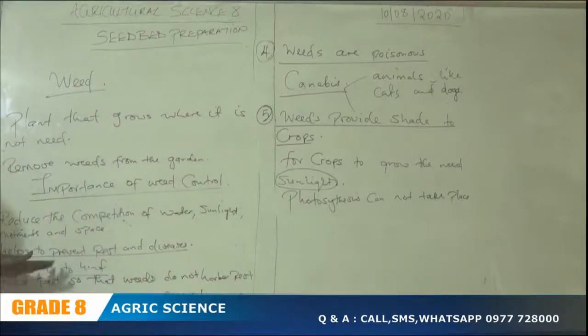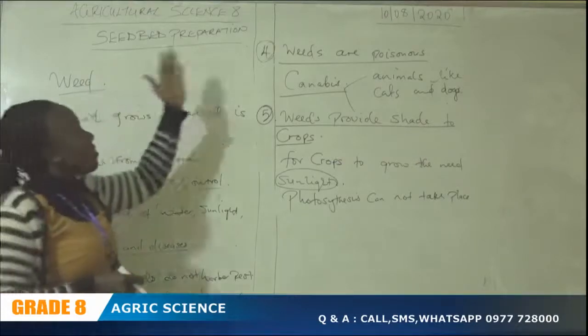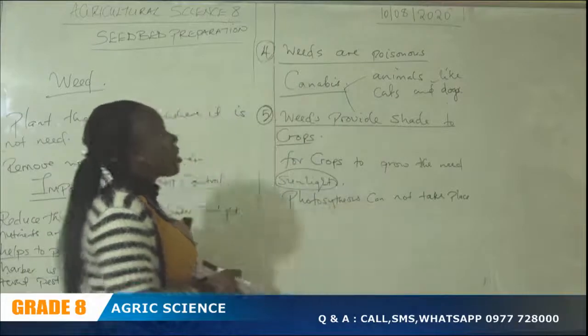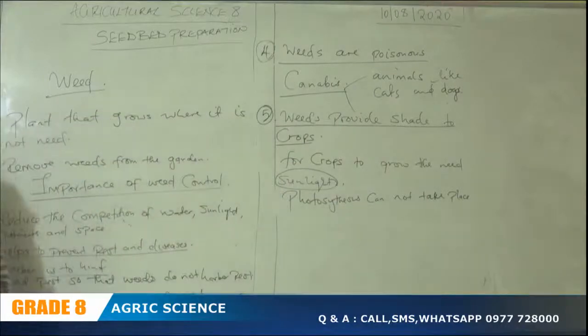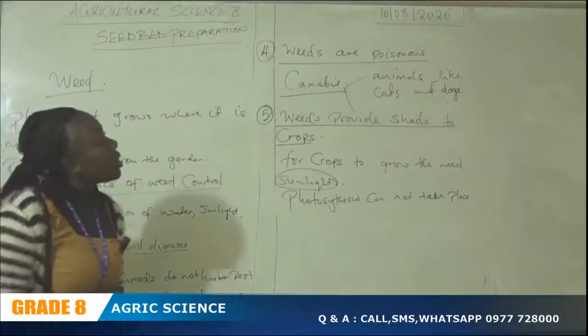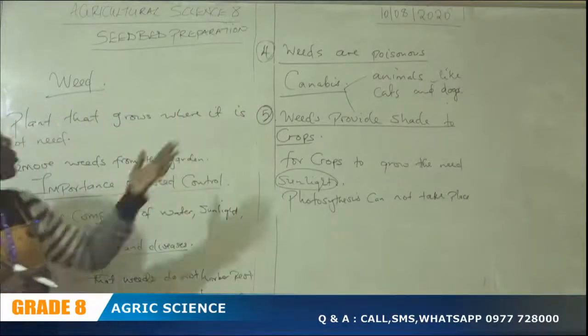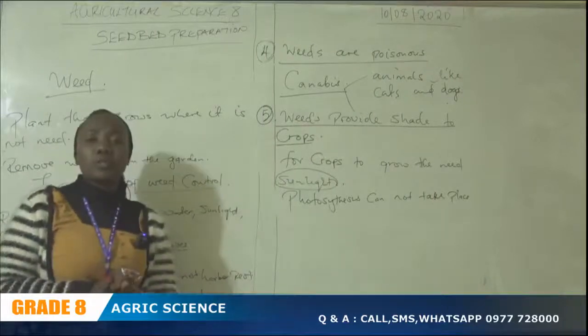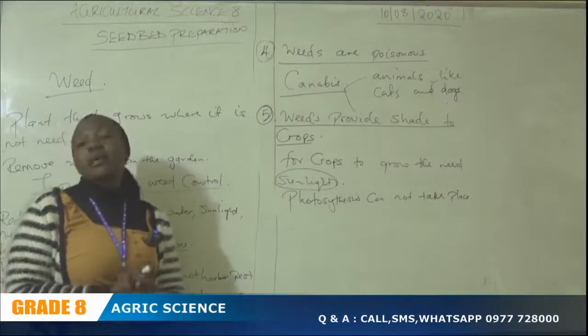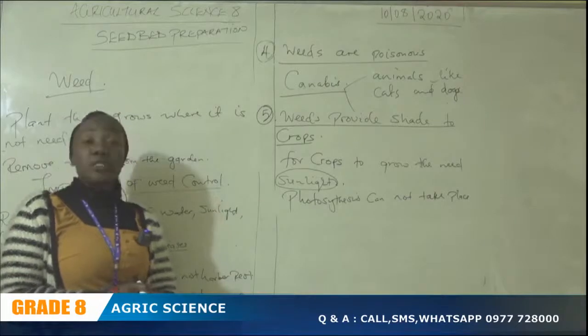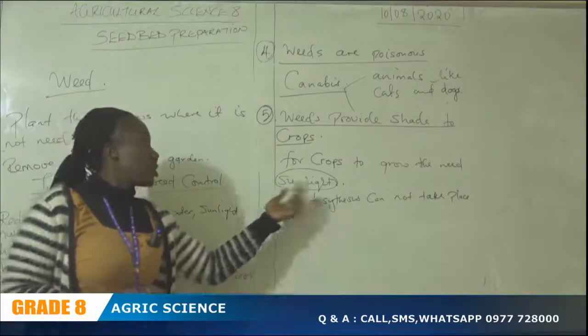So the importance of weed control, one, it is to reduce competition for water and sunlight. The second one, it prevents pests and diseases because some weeds will harbor pests. Then the fourth one, weeds are poisonous. I've given an example of cannabis, which would attack cats and dogs. I've also talked about weeds providing shade for the crops, because when we grow crops, the crops need sunlight to produce their own food by the process called photosynthesis.